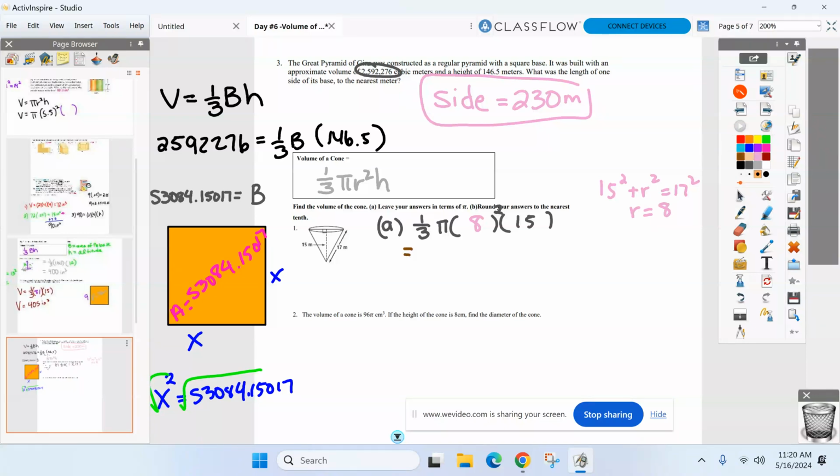So in terms of pi, what are we looking at there? 320 pi cubic meters. And now rounded to the nearest tenth your volume. And I know, I get it. I'll fully admit that this is overkill that I'm doing this for part A. We already know the answer in terms of pi. And now I'm asking for it to the nearest tenth.